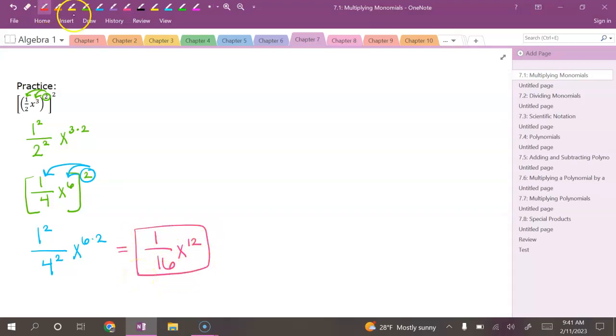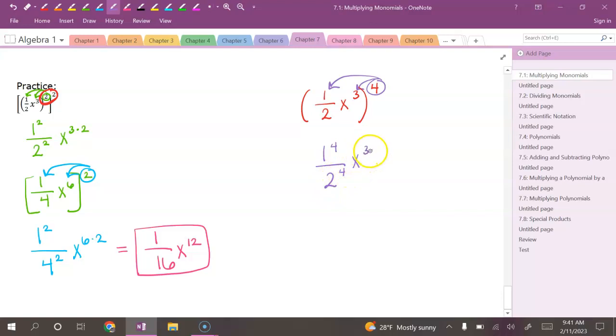Now, if you used your shortcut method, the first thing you did was you multiplied the 2 times 2 here, and so you rewrote this as 1/2 x to the 3rd, and all of that's raised to the 4th power. Then we took this 4 and we distribute that into the problem. So we have 1 to the 4th over 2 to the 4th, and then your x now is 3 times 4, and we still got 1/16 x to the 12th power.